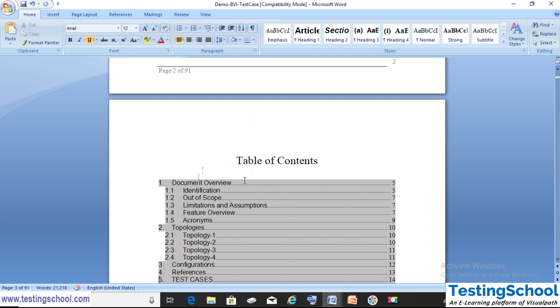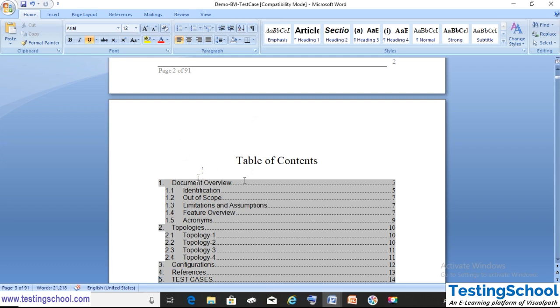Then configuration. What is the configuration you have to do, that you will mention here. Okay, so this configuration will cover all the test cases. So in configuration also there will be multiple sub configurations, like for these many cases this configuration is needed, for remaining cases this is the configuration needed. So that kind of thing we can mention here, like for first 5 cases we need this configuration, for another 5 cases we need this configuration, for this topology we need this configuration.